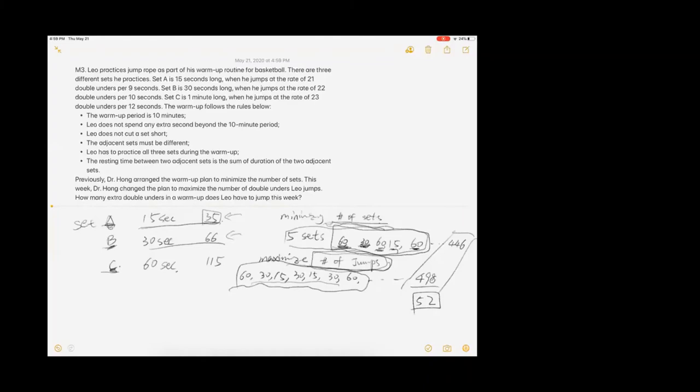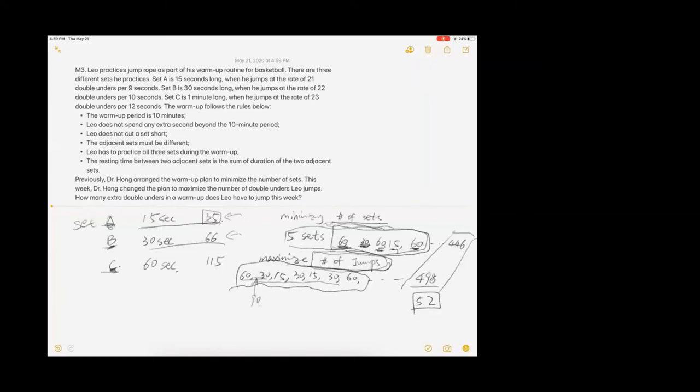Okay, so any questions? This is the philosophy: to minimize the sets or maximize the jumps. Any questions or comments? I have a question. Okay, Dave. So the resting time between 60 and 30, for example, is 90 seconds, right? Correct. Yeah, the resting time will be the sum of the two.